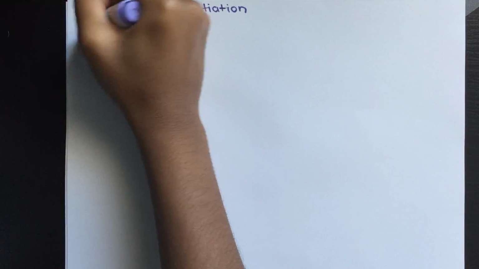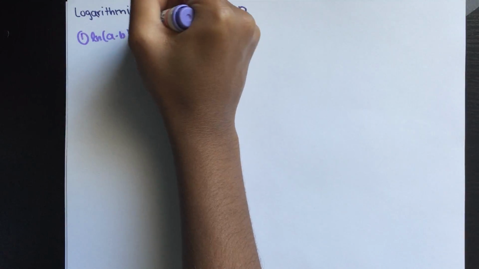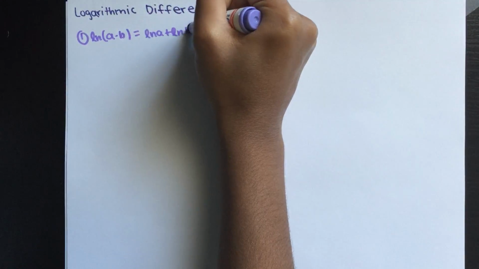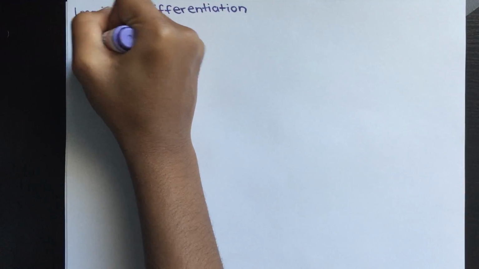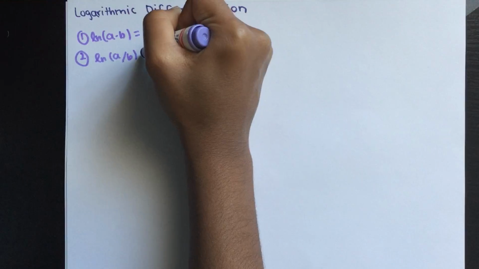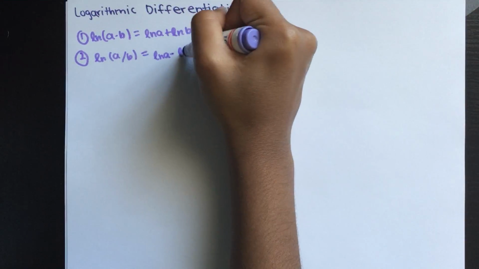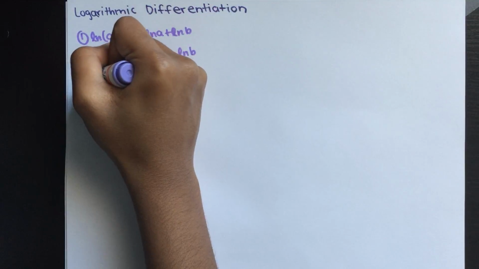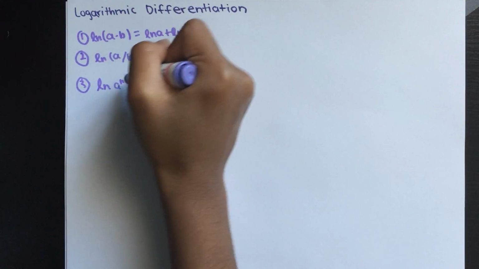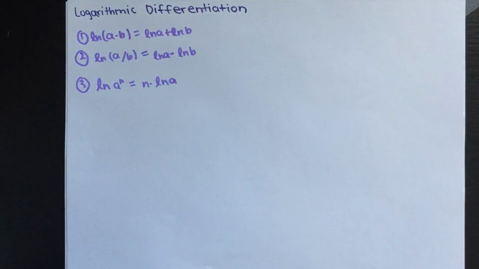The first rule is the product rule, and that states that the natural log of a times b is the natural log of a plus the natural log of b. The second rule is the quotient rule: the natural log of a over b is the natural log of a minus the natural log of b. And the third rule is a power rule, and that states that the natural log of a to the n is n times the natural log of a.